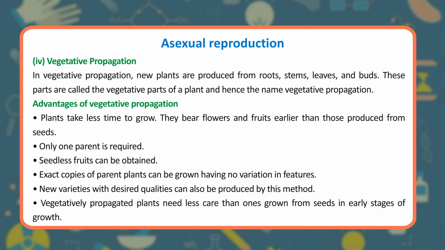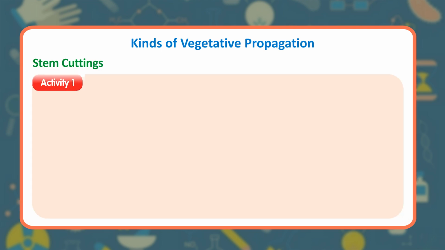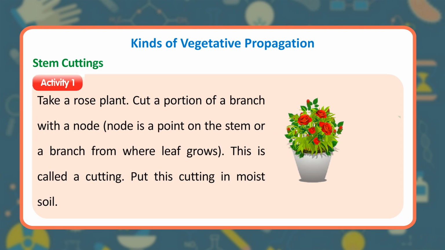Seedless fruits can be obtained. Exact copies of parent plants can be grown having no variation in features. New varieties with desired qualities can also be produced by this method. Vegetatively propagated plants need less care than ones grown from seeds in early stages of growth. Kinds of vegetative propagation. Stem cuttings. Activity. Take a rose plant.